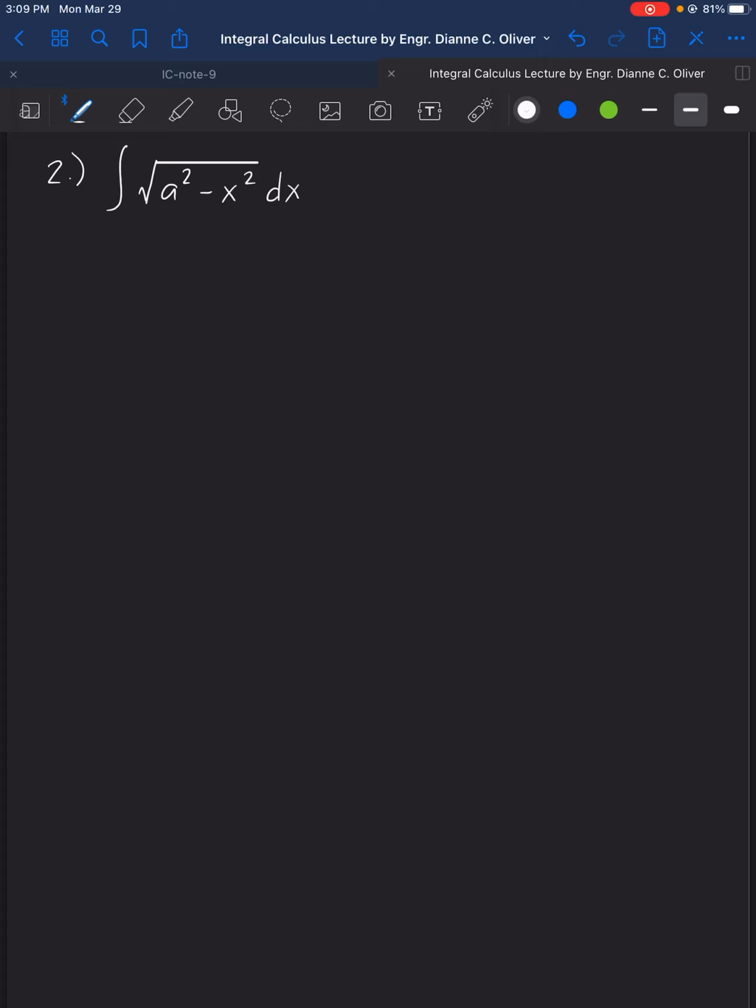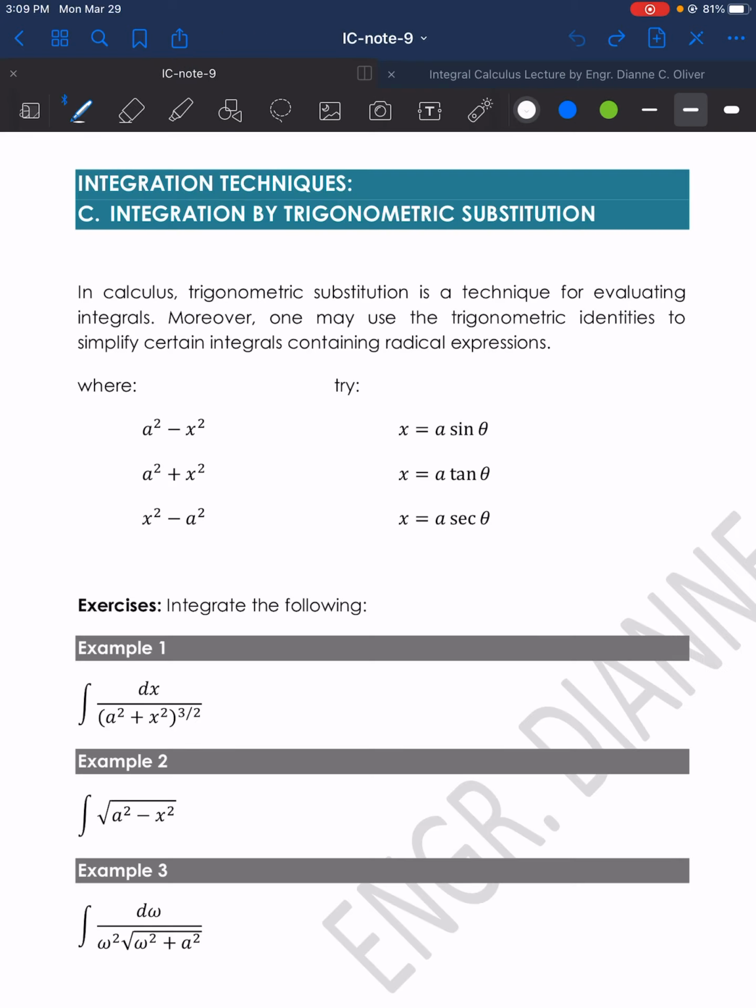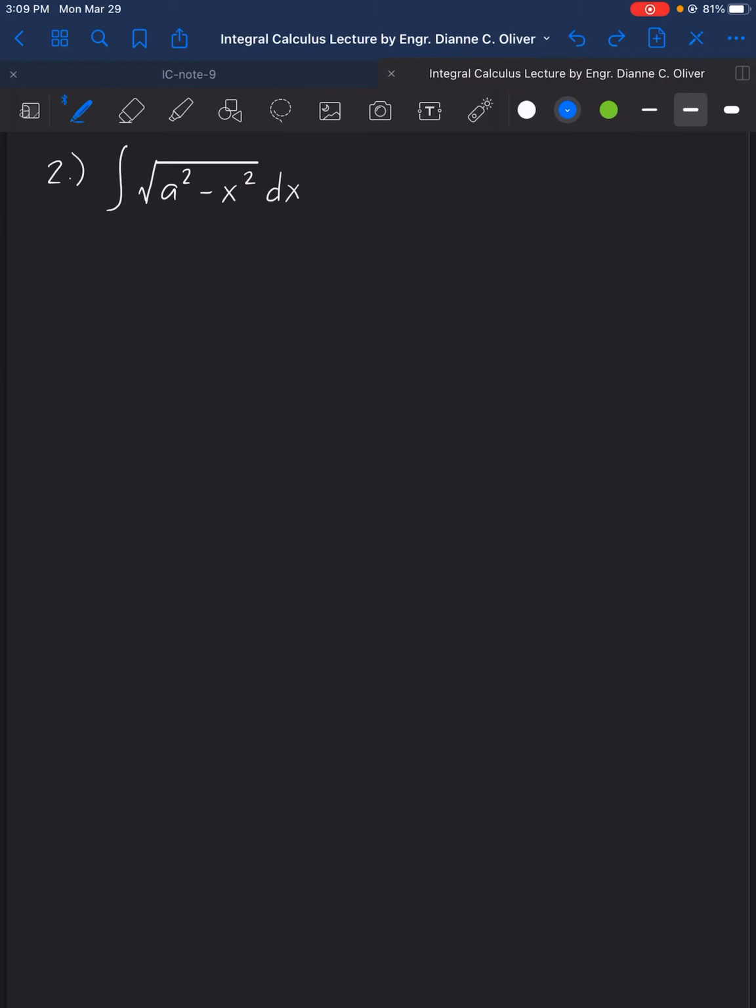Since we have here a squared minus x squared from our lecture, we will try x is equal to a sine theta. Since we have dx here, let's find the value of dx. Derivative of x is equal to a, derivative of sine is cosine theta.